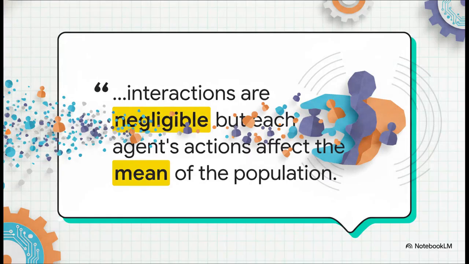So, how do we mathematically map the behavior of a million individuals acting at once, without completely melting our computers? The answer lies in those mean field games. Here is a mind-bending concept for you. To simulate a massive crowd, we actually stop tracking individual players entirely. Instead, we model a single representative agent. We treat the population almost like particles in a fluid. Individual interactions become negligible, but everyone's actions collectively shift the mean of the entire population.